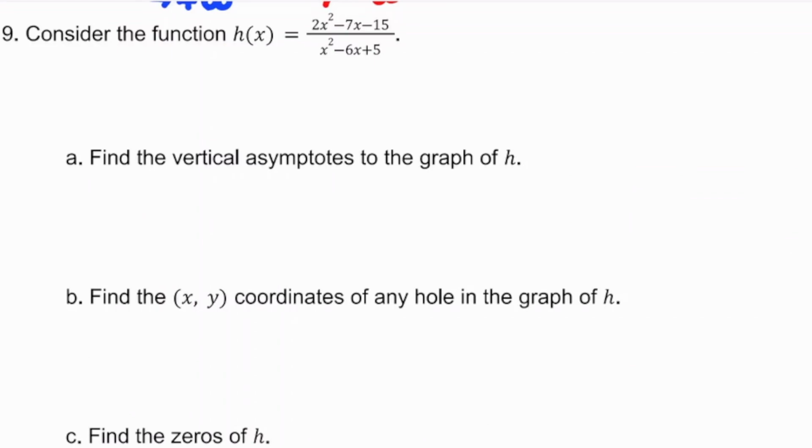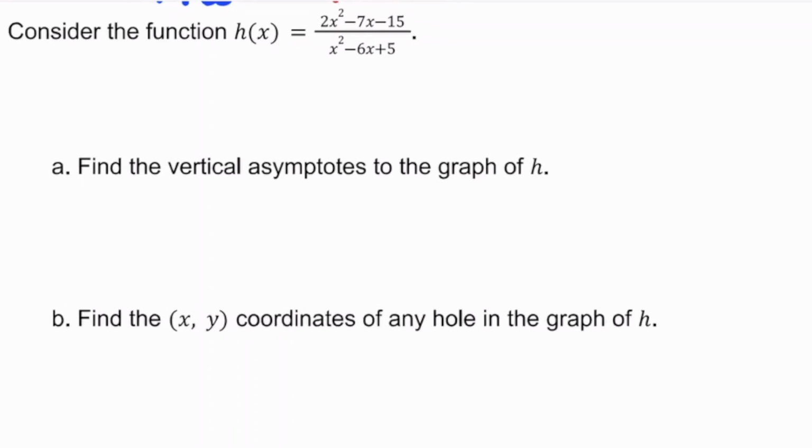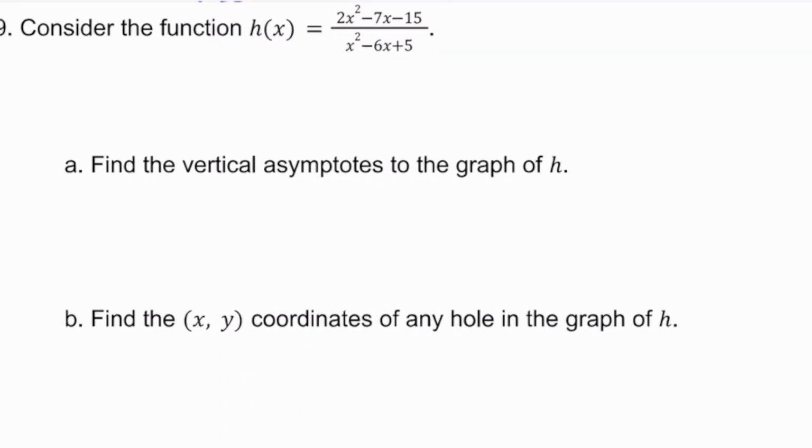All right, now the last one here. I remember I put this one at the back of the homework because I just wanted to reward anybody that went in and did all the problems, and give you one that was really, really close to the problem that's on the quiz. So consider h of x equals 2x squared minus 7x minus 15 over x squared minus 6x plus 5.